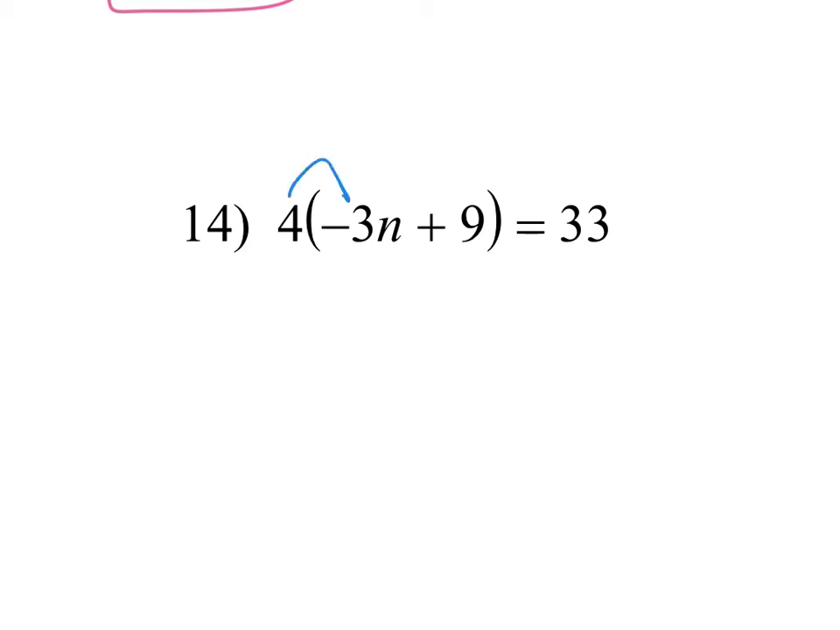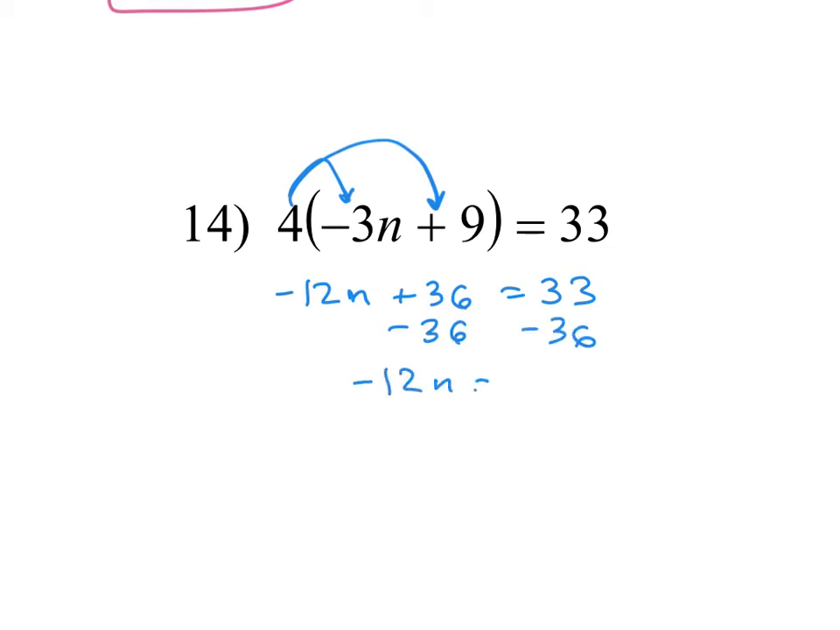Distribute. So here I feel like it'll be better to distribute just so I don't have to work with fractions right away. So 4 times negative 3n would be negative 12n. 4 times 9 is 36. That's equal to 33. Now what do I do to get n all by itself? Subtract it. Perfect. Subtract 36. So negative 12n is equal to negative 3.